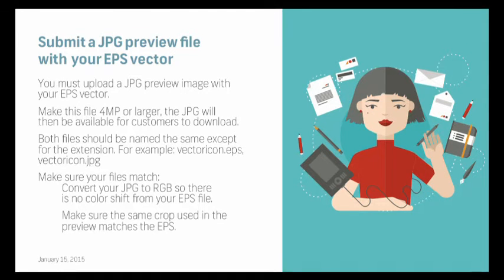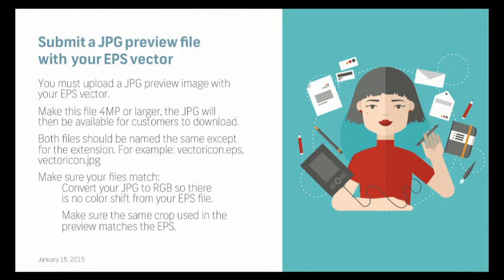Both files should be named exactly the same, except for the file extension. For example, here I have listed in the slide vector icon. So the title of the image is vector icon. For the EPS, it's vector icon.eps, and for the JPEG illustration, it's vector icon.jpg. That marries the two together, so they'll be associated together.